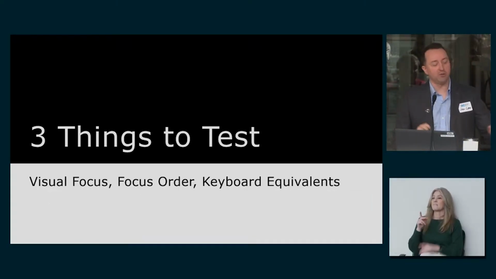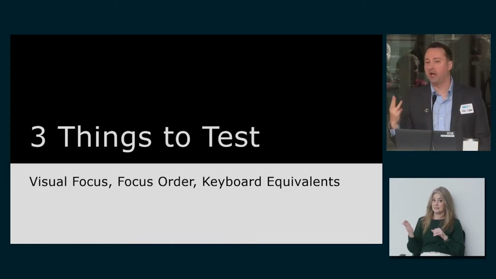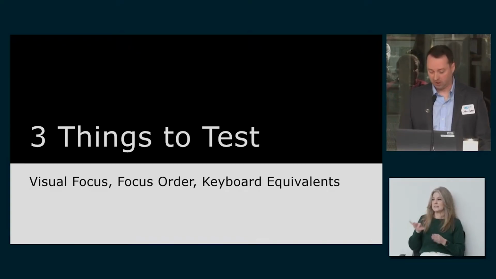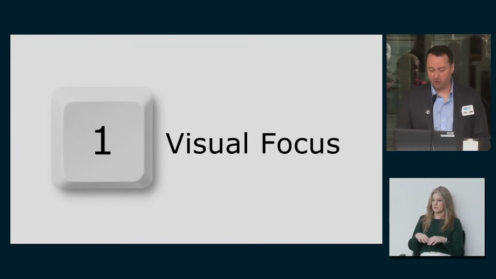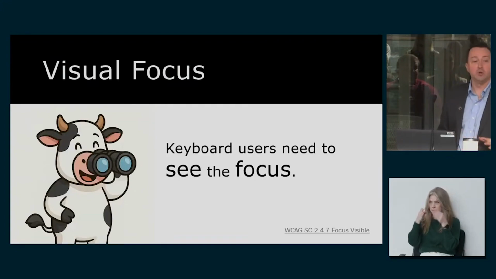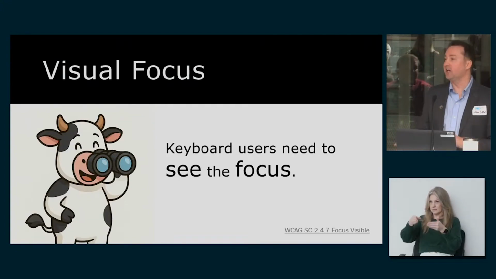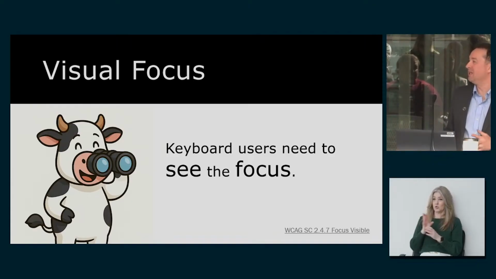Now, let's talk about the three things you need to pay attention to when you're testing with the keyboard. Visual focus, focus order, and keyboard equivalence, okay? So number one, visual focus. Keyboard users need to see the focus. And when I say keyboard user, I don't necessarily mean blind.